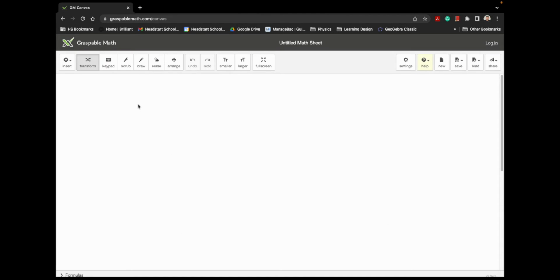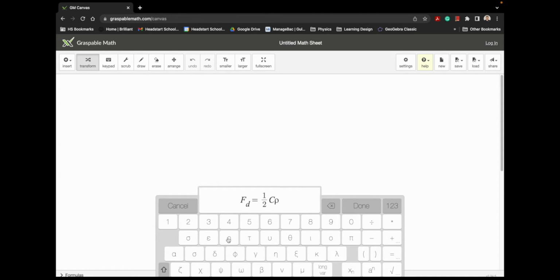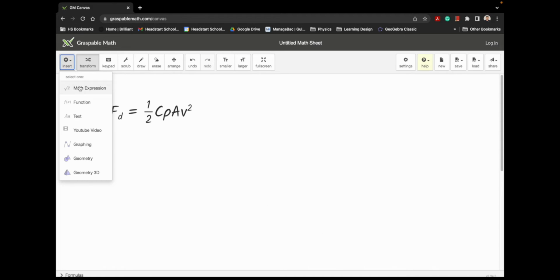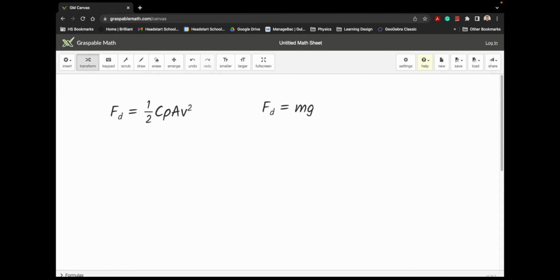Let's begin. This is GMCanvas. The formula for drag force is Fd is equal to half coefficient of drag, density of the medium, cross-sectional area, and the square of velocity. As we have seen, the terminal velocity exists only at a state where the drag force is completely balanced out by the weight of the object. So if I drop the drag force's value over here, it will replace it with mg.